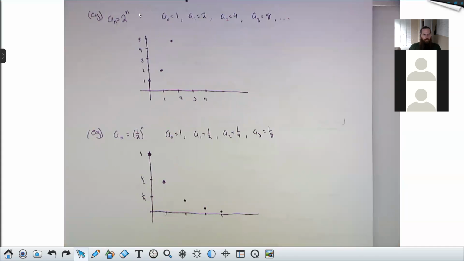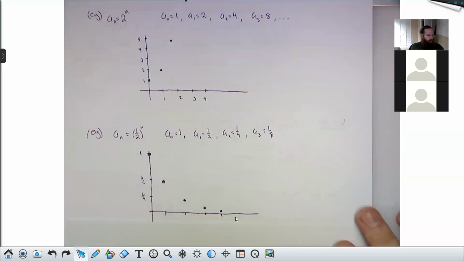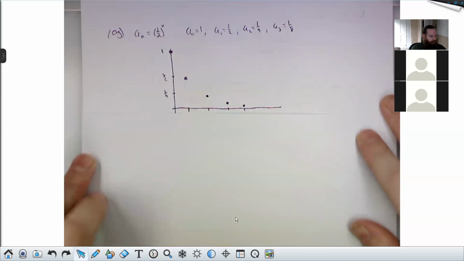The graph of this sequence up here just gets bigger and bigger. This sequence down here, the terms are getting smaller and smaller, closer and closer to 0. And this is hinting at that concept of a limit that we talked a little bit about last time. I want to look at one more example.